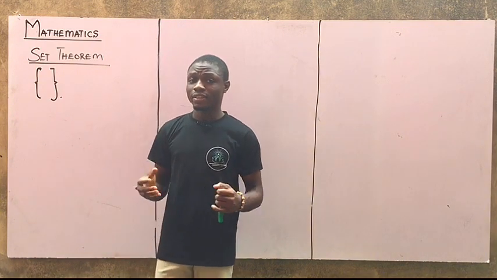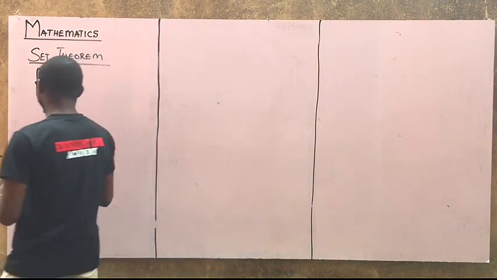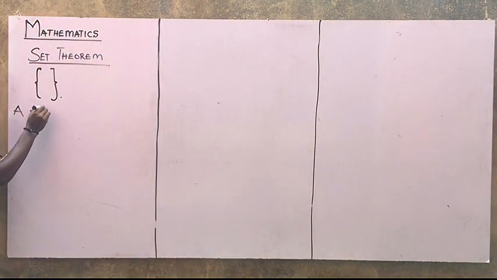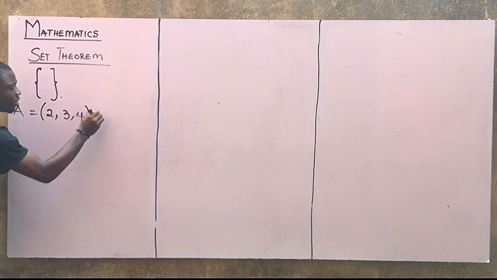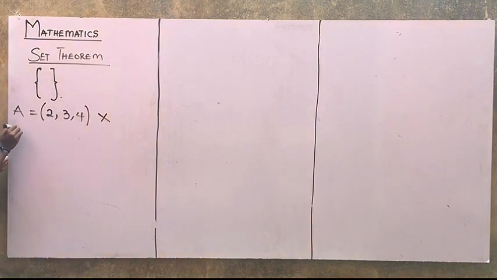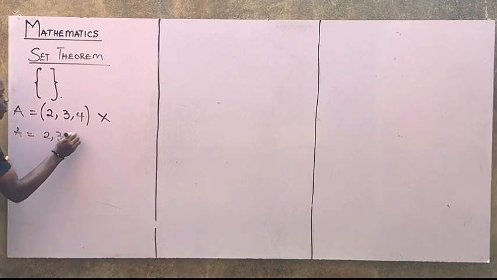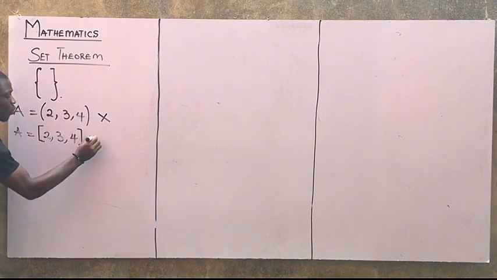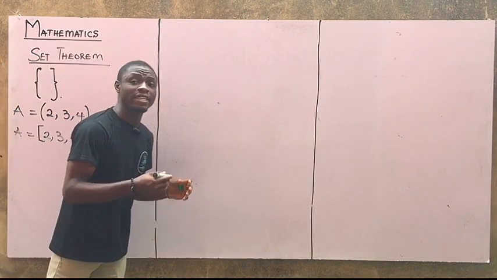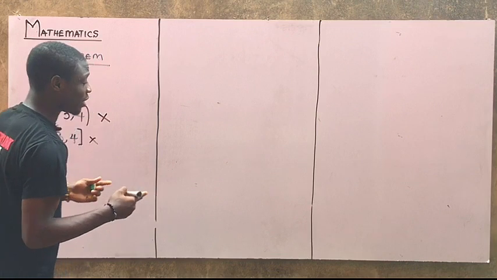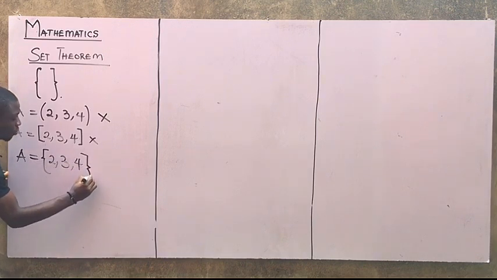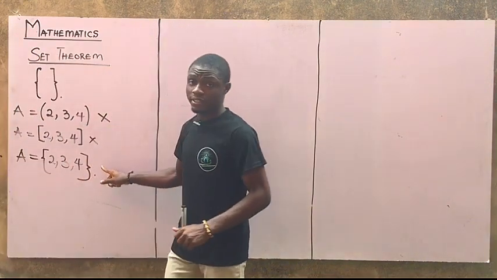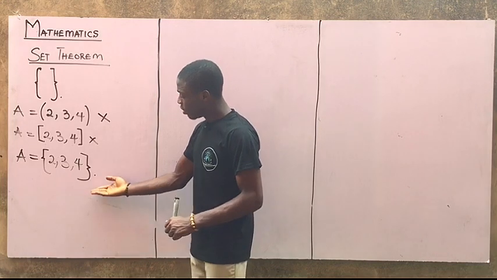So it means that if I have a set A, let's say a set A equal to 2, 3, 4, if I have it in this way, this is not a set. If I have set A equal to 2, 3, 4 in this way, this is still not a set. So how do you represent a set? You represent a set with a curly bracket, a specific bracket. So I have something of this nature, with 2, 3 and 4. This is now a set. So when it comes to sets, there is a specific bracket for a set.